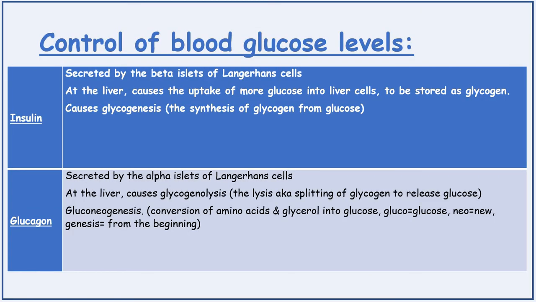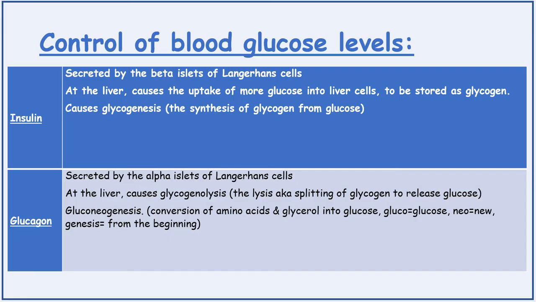Next is control of blood glucose levels. Insulin is secreted by the beta cells of the islets of Langerhans. At the liver, it causes the uptake of more glucose into the liver cells to be stored as glycogen. So that causes glycogenesis, which is the synthesis of glycogen from glucose. So it's turning glucose into glycogen.